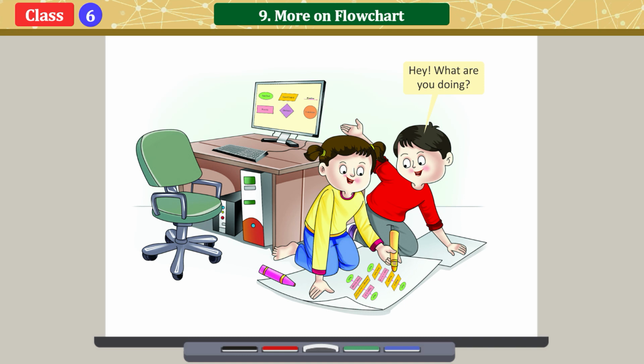Hey, what are you doing? I am drawing a flowchart. Flowchart is also used in computer.